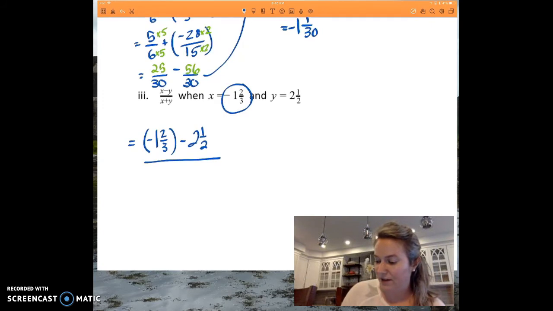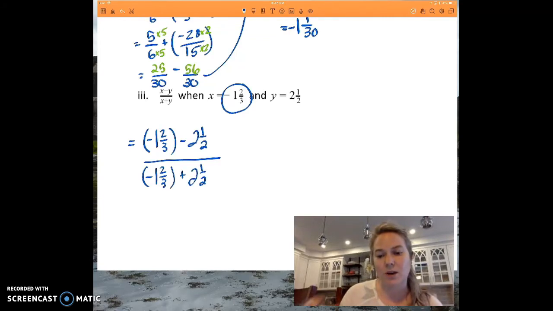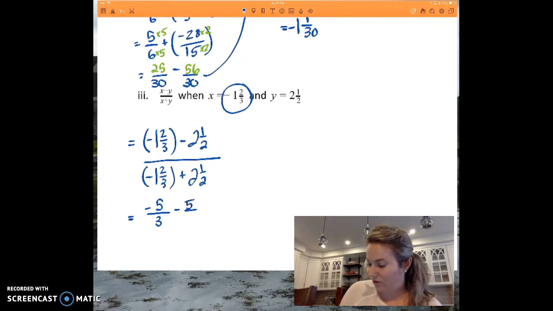On the next line, I get X plus Y. So X, once again, is -1 and 2/3, and I'm going to have it plus 2 and 1/2. So remember to use brackets for all your negative numbers. It's extremely important, especially when we start using exponents. So the next line, I'm going to get rid of all my mixed numbers. So 1 and 2 over 3, well, 1 times 3 is 3 plus 2. This is -5 over 3 minus 5 over 2. And I've got -5 over 3 plus 5 over 2 on the bottom.